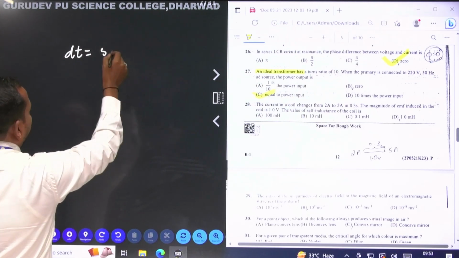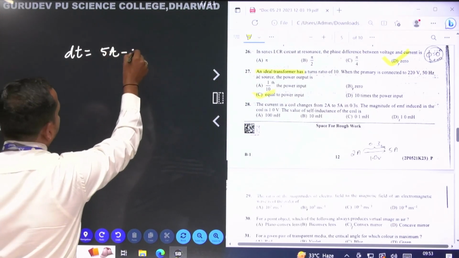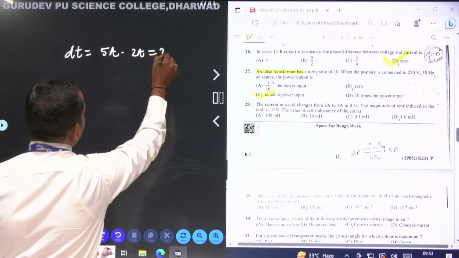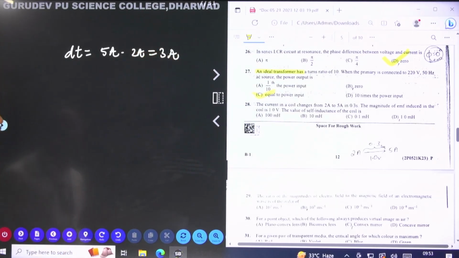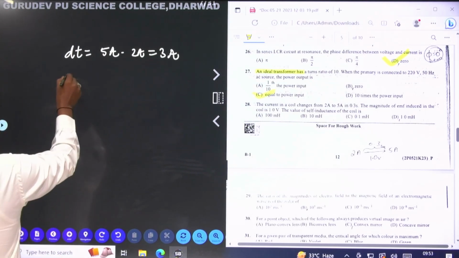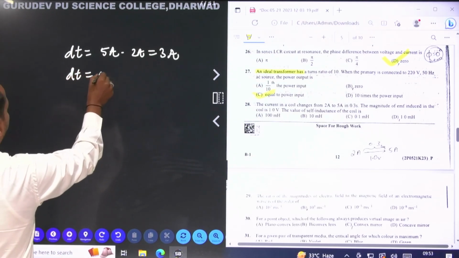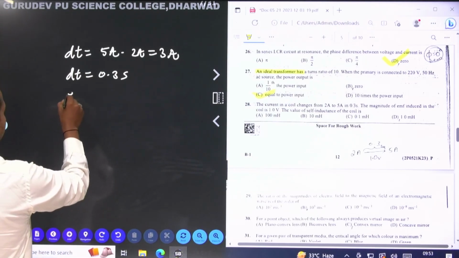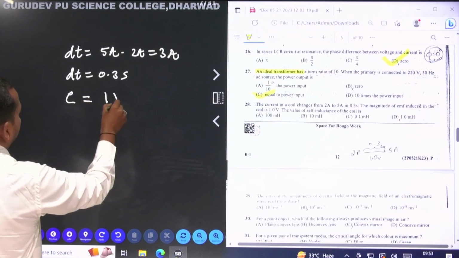The current changes from 2 ampere to 5 ampere, that is 5 ampere minus 2 ampere, which is 3 ampere. There is a change in current. Then in time dt, in how much time? That is 0.3 second. Then the magnitude of EMF induced in the coil is 1 volt.